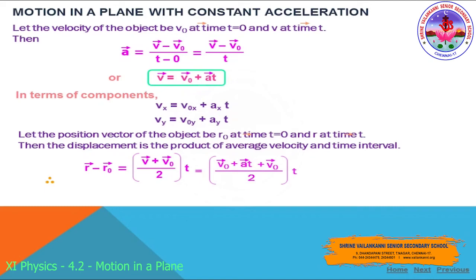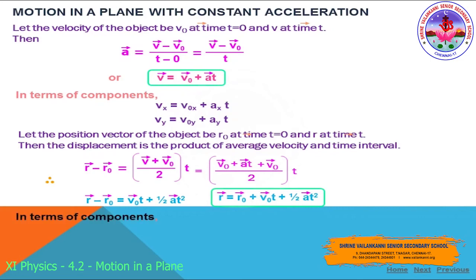Or else we can apply the value of v, which is equal to v naught vector plus at. If we apply that value here, (v naught plus at plus v naught) by 2 into t. So we apply and simplify this equation, and finally we want only the position vector value. So r vector is equal to r naught vector plus v naught vector t plus half a vector t square. So in terms of components we can write x and y.